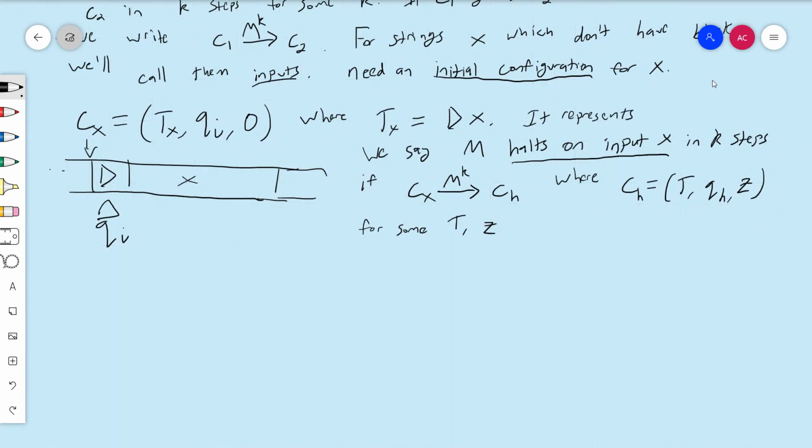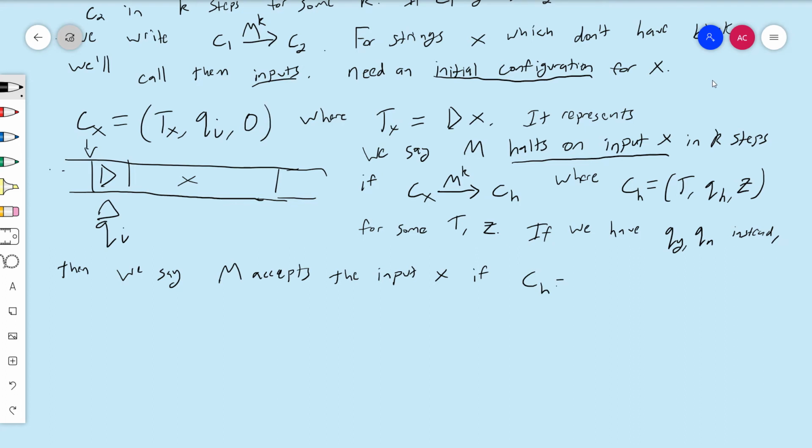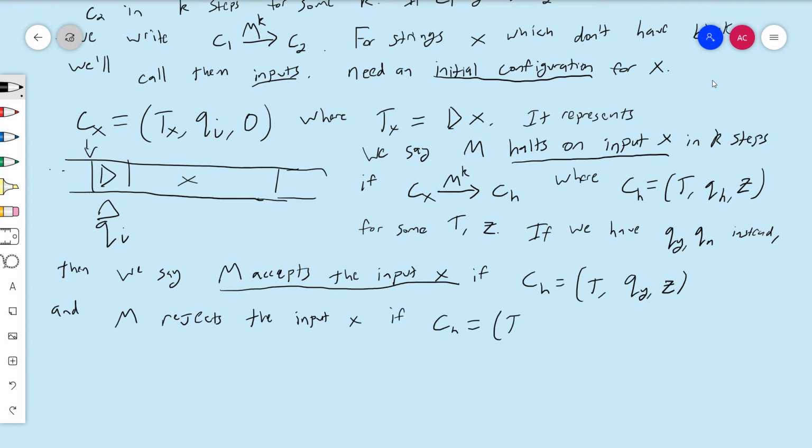If we're talking about accepting and rejecting, if we have q y and q n instead, then we say M accepts the input x if CH equals T q y Z, and M rejects the input x if CH equals T q n Z. So sometimes we're concerned with accepting and rejecting, and again, this is just there for convenience.